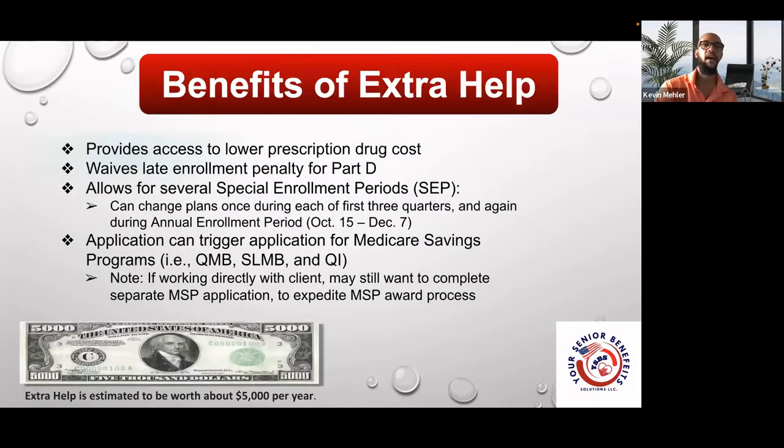Now, the benefit of Extra Help, it's not just one, it actually has various benefits. It does provide access to lower prescription drug costs, as I mentioned before in a couple of other videos when we were troubleshooting Sunfire. It does waive the late enrollment penalty for Part D. So if anybody failed to enroll into a prescription drug plan, that Extra Help program can waive that Part D late enrollment penalty.